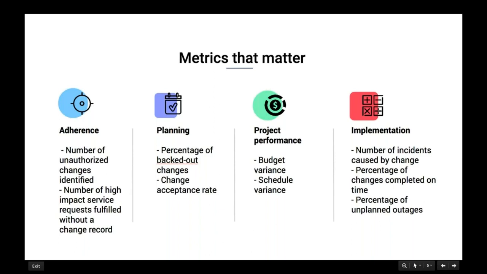So to identify that or to promote that, first we have to measure how many changes are happening in my infrastructure without having a change ticket. The second report is the number of high impact service requests fulfilled without a change record. Sometimes an end user will ask for a port opening in the firewall so that they can access some sites. So these originate as service requests and will be approved by their managers.